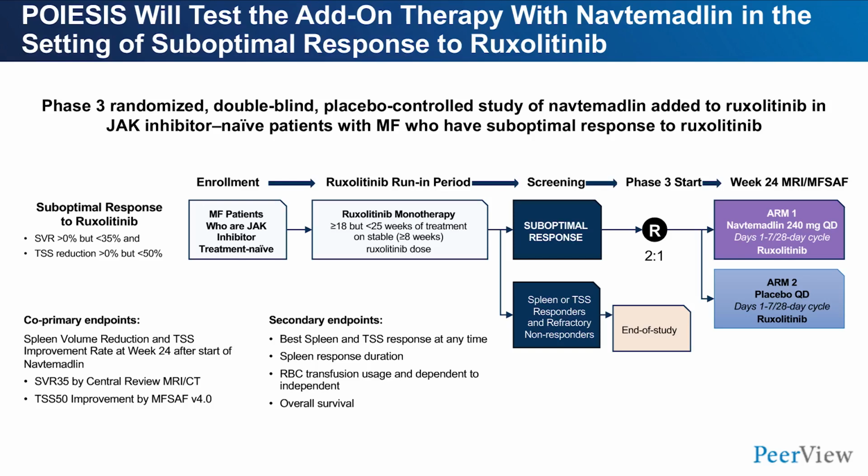Poesis will test add-on therapy with its MDM2 inhibitor in the suboptimal response, and I think that's really what we're all excited about, adding something when we see a suboptimal response. So you see in this case, for people that have had a spleen volume response that is less than 35%, these are the patients to consider, or people that have a total symptom score that really hasn't been reduced to less than 50%. So this is where we add on this MDM2 inhibitor and then look for responses in terms of spleen volume, total symptom score, red blood cell transfusion independence, and ultimately overall survival.